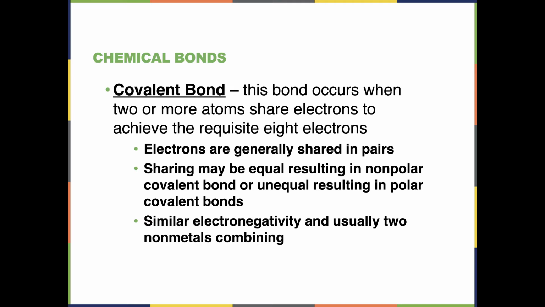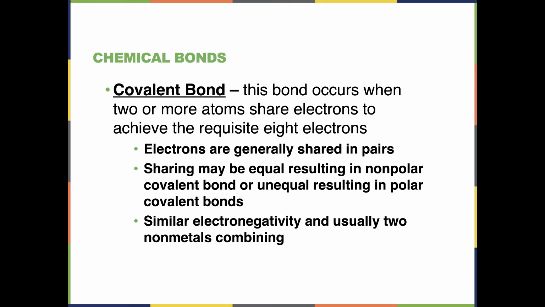Now, I mentioned in the periodic table slide that there was another bond called a covalent bond. A covalent bond occurs when two or more atoms share their electrons. So one atom doesn't give it up entirely and the other atom doesn't take it entirely, but there's a sharing that's agreed upon, and this is generally done in pairs.